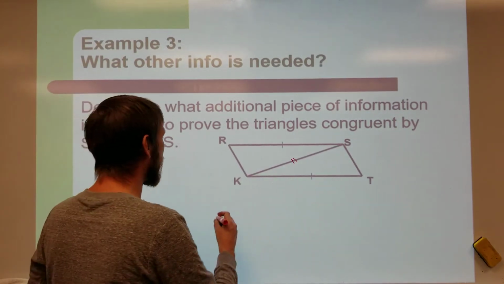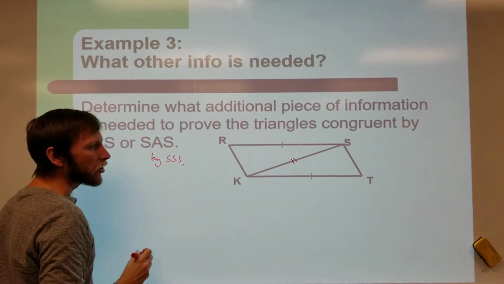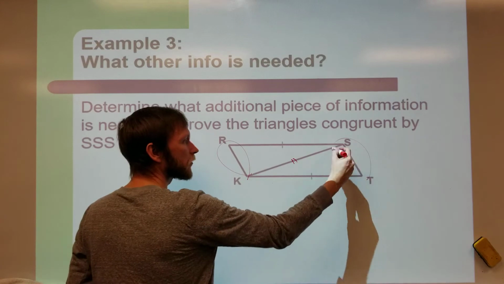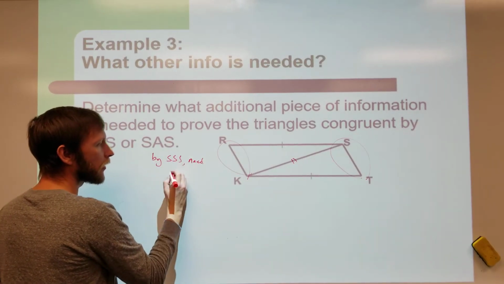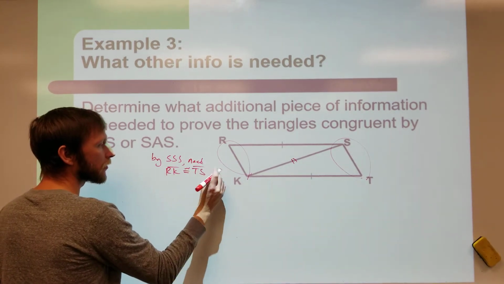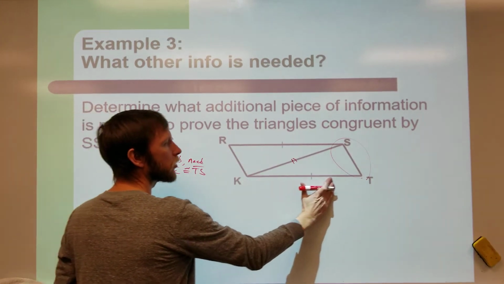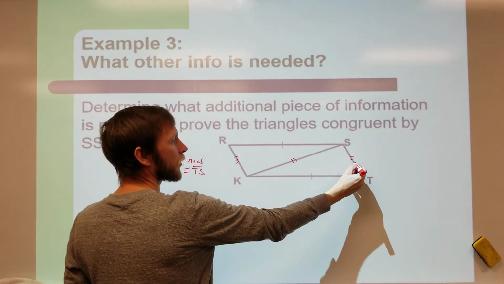If I want to use SSS, I would need to know that I've got a third pair of sides congruent. I need that RK is congruent to TS.